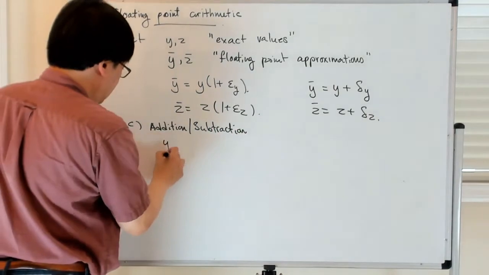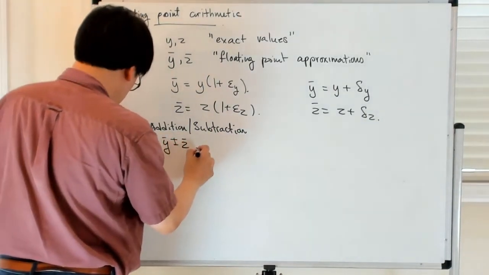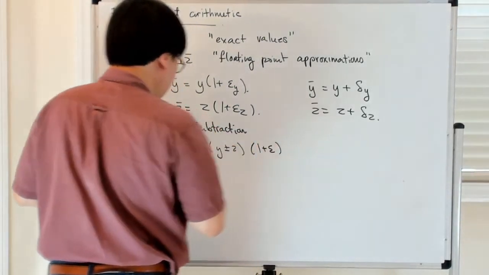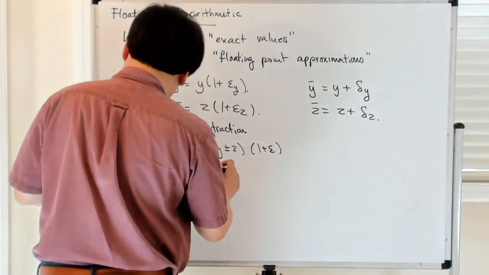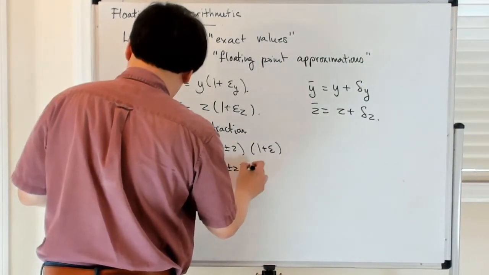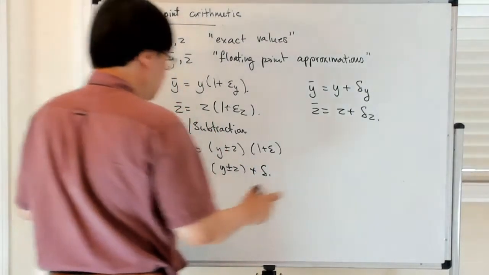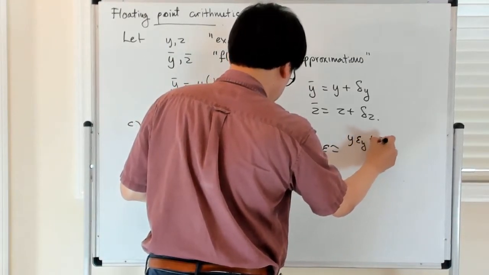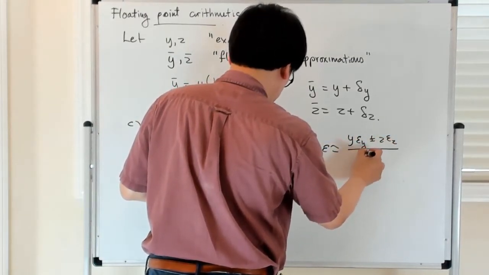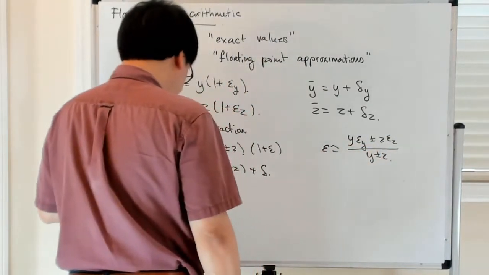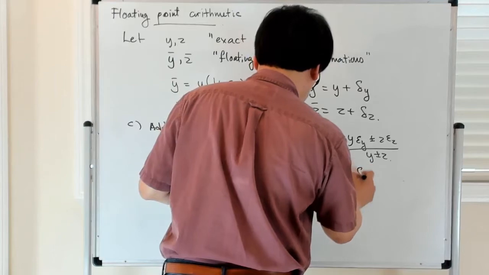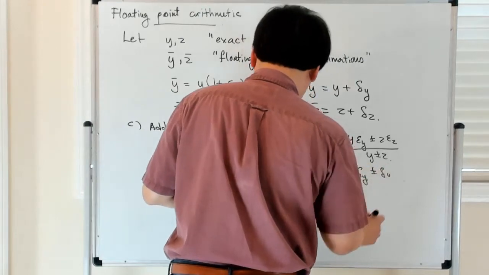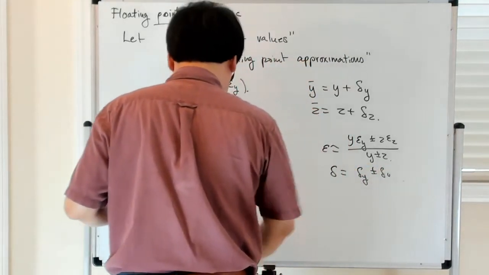Okay, so ȳ plus or minus z̄ is y plus or minus z, again multiplied by 1 plus epsilon, or you have y plus or minus z plus delta. And here epsilon is approximately (y epsilon_y plus or minus z epsilon_z) divided by (y plus or minus z). And delta is equal to delta y plus or minus delta z.